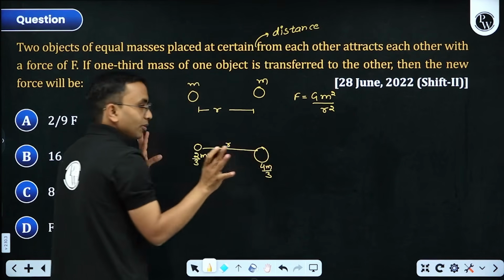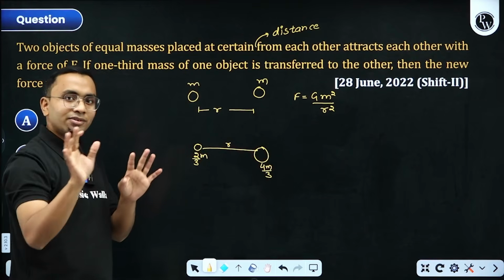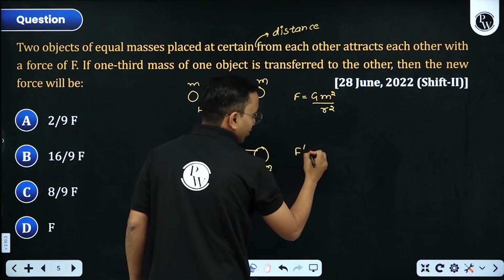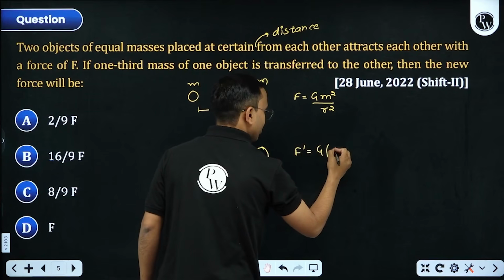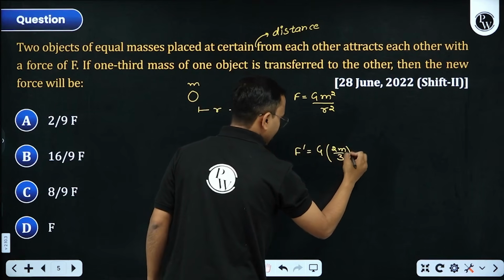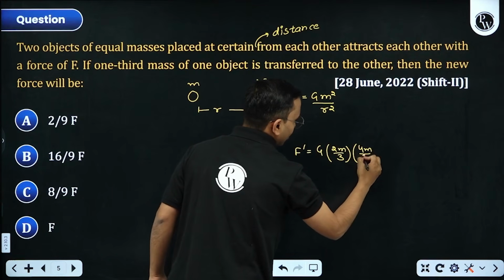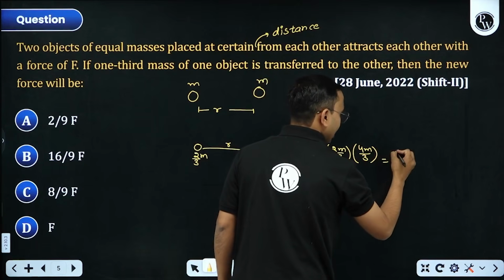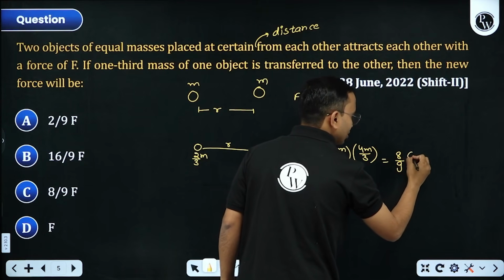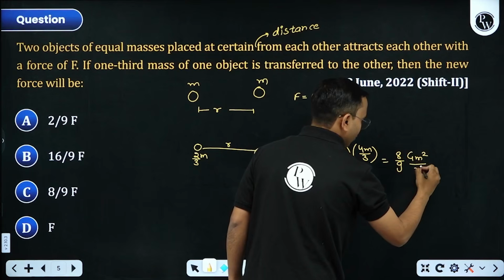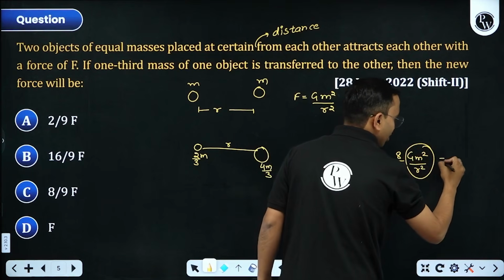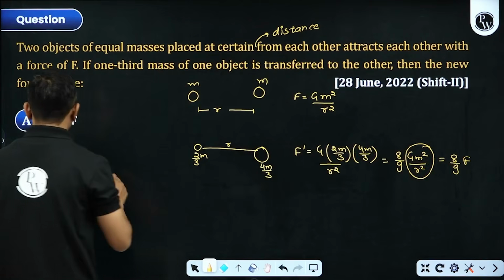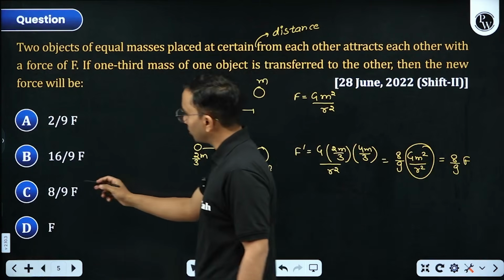These are point masses. I am showing them as bigger circles so that you can visualize them, but they are point masses only. So when I say force F dash, what will it be? G into m1, which is 2m/3, m2 is 4m/3, divided by r squared. And what is it now? This is 8/9 G m squared by r squared. What is this? This is my F. So F dash becomes 8/9 F. What is that? Option C.